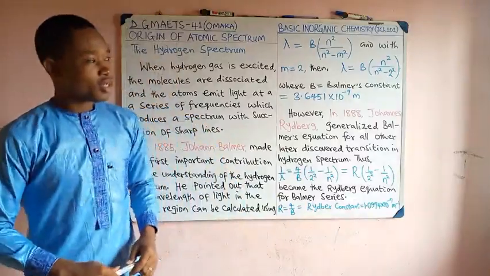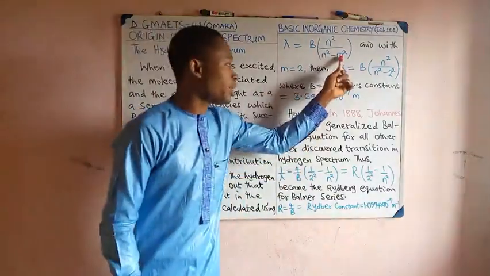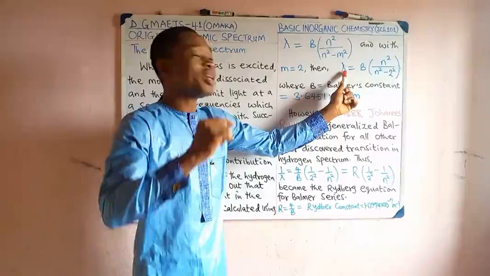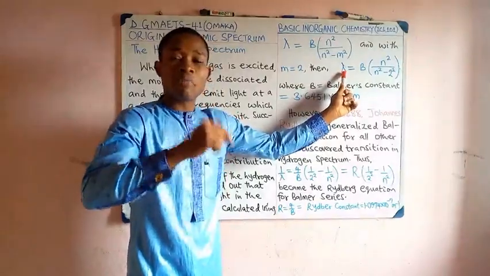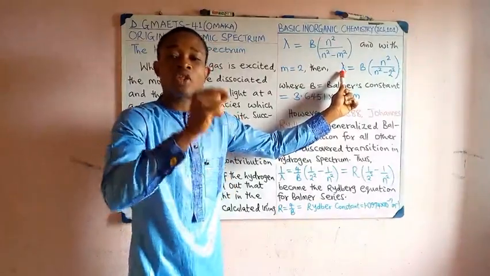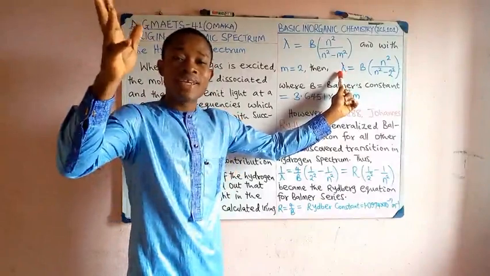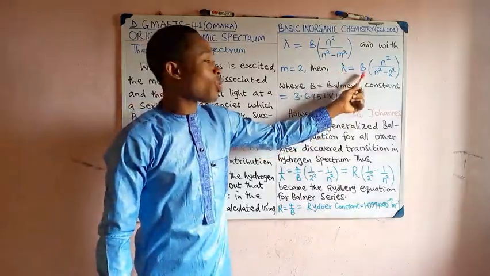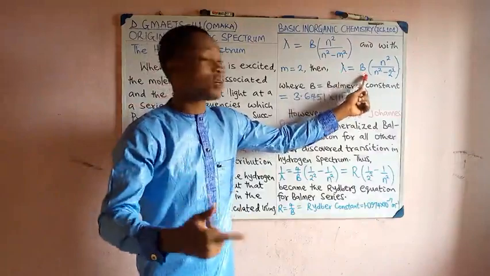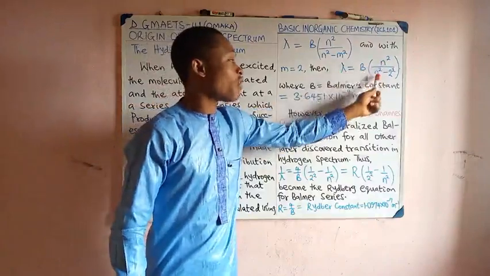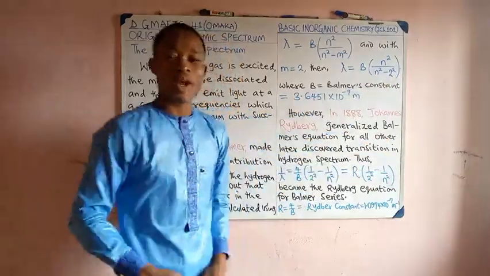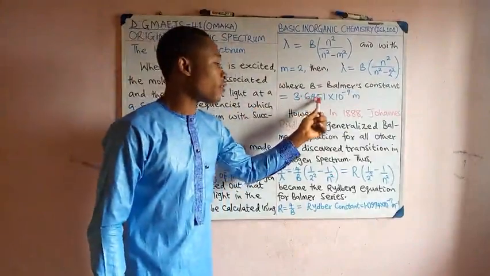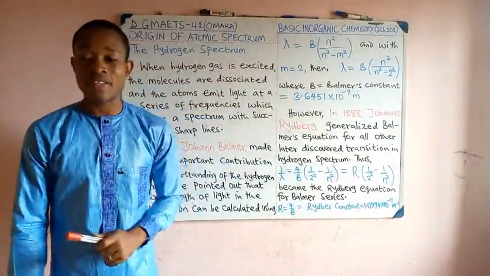Is that okay? So following what he said, if you put in n equal to 2, the equation will become this: to get the wavelength of the Balmer's line in the hydrogen spectrum, which is found in the visible region of the electromagnetic spectrum, lambda will be equal to B, which is the Balmer's constant, open bracket n squared over n squared minus 2 squared. The value of the Balmer's constant B is equal to 3.6451 times 10 raised to the power minus 7 meters.